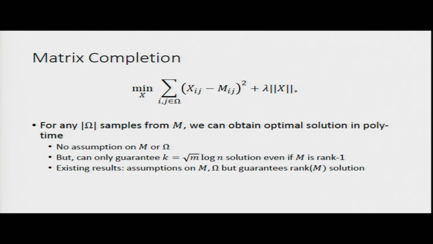So what we show is that no matter what matrix M or this index set omega is, or how many entries you have in the index set, it doesn't matter. We'll still be able to solve this problem optimally in polytime with rank guaranteed to be at most root m times log n. On the other hand, the existing results can provide solutions which can have much lower rank. In fact, they can provide even solutions which are of rank 1 if the underlying matrix is of rank 1. But they will need some stringent assumptions on matrix M as well as the set of samples that you are observing from this matrix.